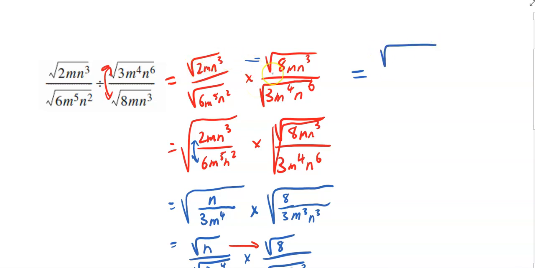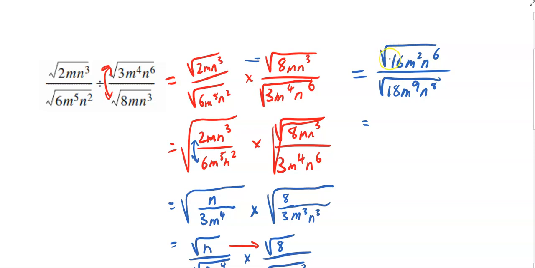All right, root 2 times root 8, that's 2 times 8, which is 16. M times m, which is m squared. N cubed times n cubed is n to the 6. And then that's all over 6 times 3 is 18. M to the 5, m to the 4 is m to the 9. And n squared, n to the 6 is n to the 8. All right. Now what can I do?